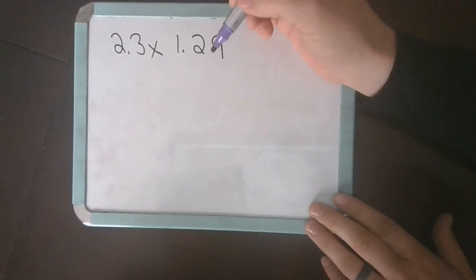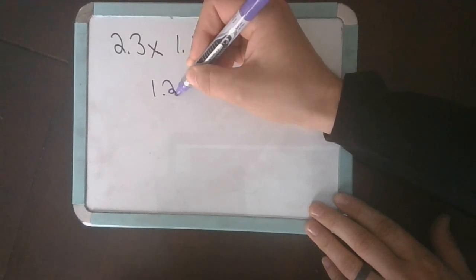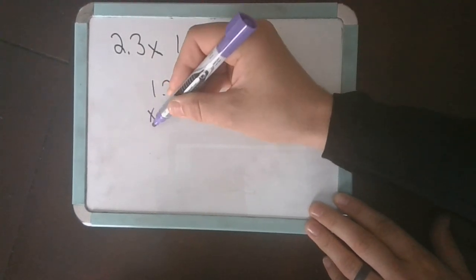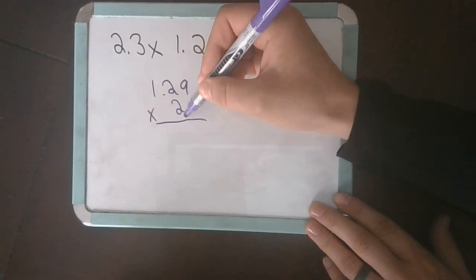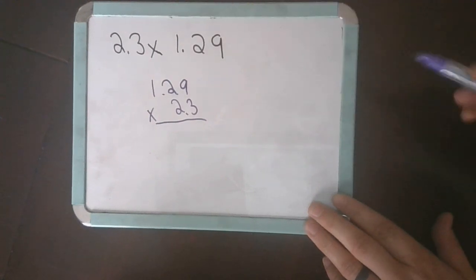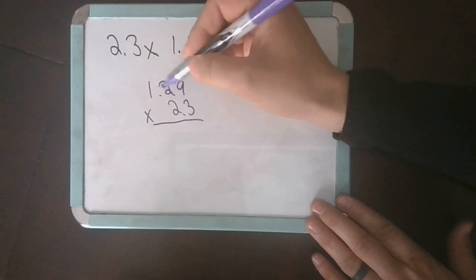So when I do this, like I said yesterday, I like to line mine up with whichever one has the most digits on the top. So 1 and 29 hundredths and 2 and 3/10. Okay, not worrying about lining them up by decimal because that doesn't matter at this point. So now I just multiply. So 3 times each of these numbers.